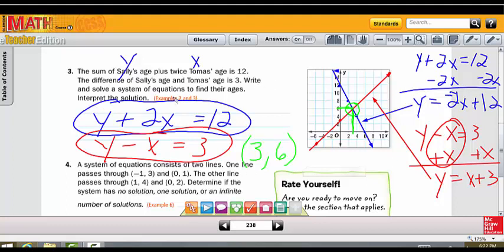So they asked us to write and solve a system of equations. Here's our two equations we wrote. We solved it by graphing them right over here, and our solution is 3, 6. And the last thing it asks us to do is interpret the solution.